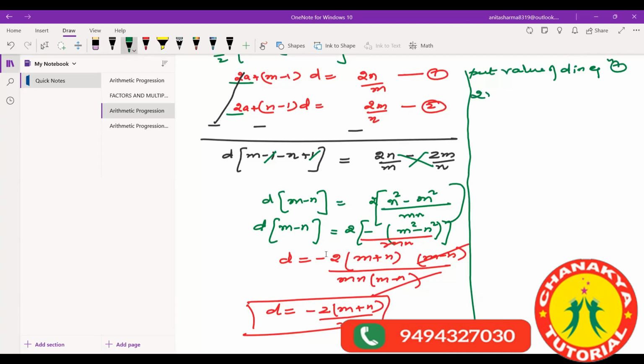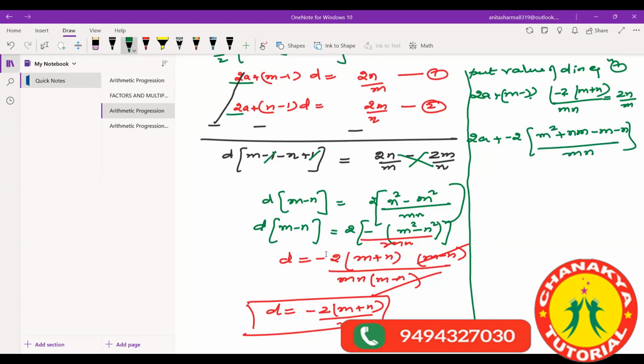Now put 2a plus m minus 1. The value of d is minus 2 into m plus n upon mn, which is equal to 2n upon m. Right? Now solve it. 2a plus m minus 1 and minus 2, so minus 2 you will write here. Now multiply: m square plus nm minus m minus n divided by mn is equal to 2n upon m.